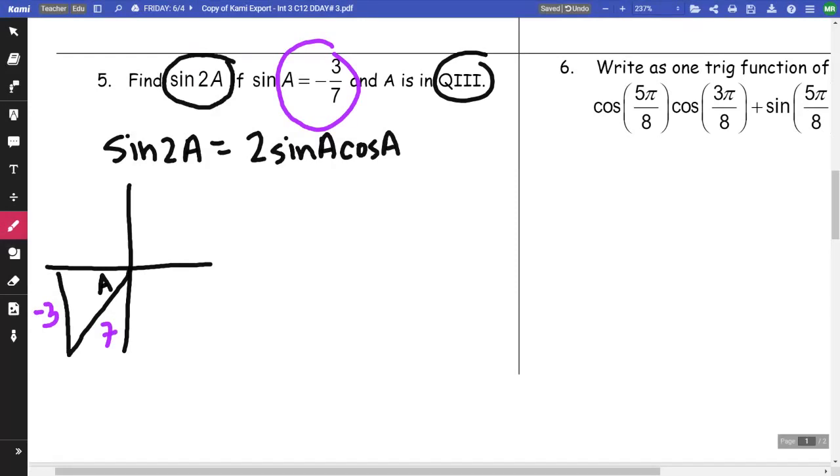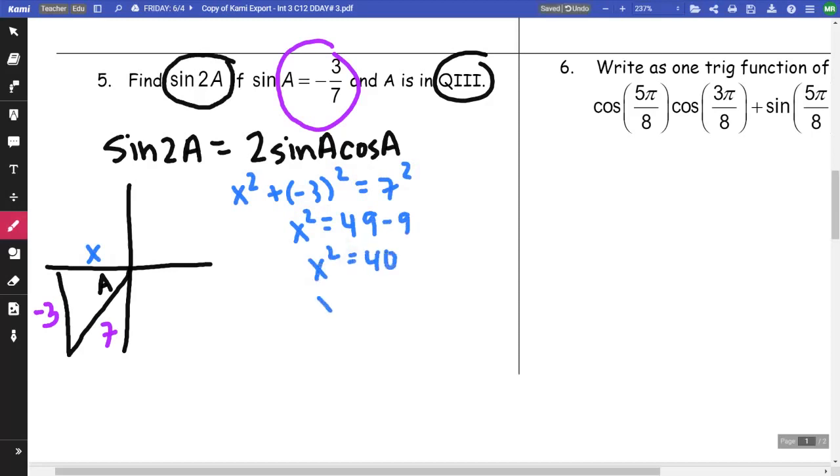Okay, it's always going to be a positive. And if I do Pythagorean, to find the x value here, I'm going to be doing x squared plus a -3 squared equals 7 squared. So I'm going to get x squared equals basically 49. I have a 9 on the other side, so I'm going to subtract it. So I have x squared equals 40. So that's going to be the square root of 40.